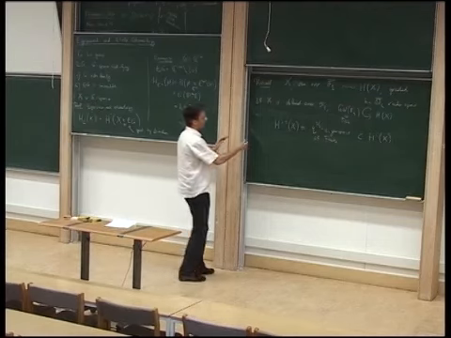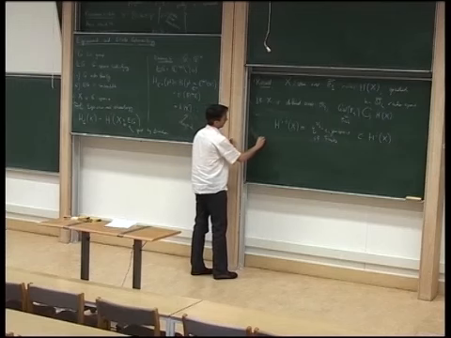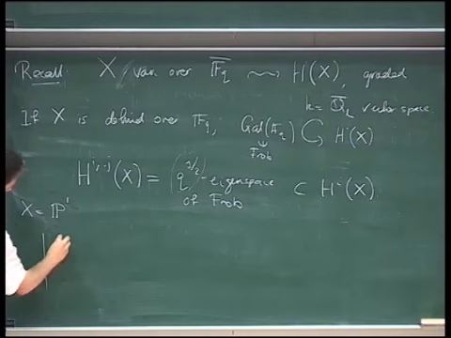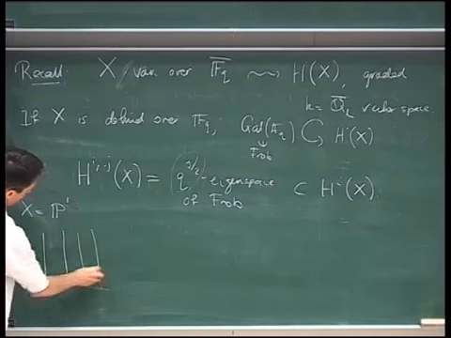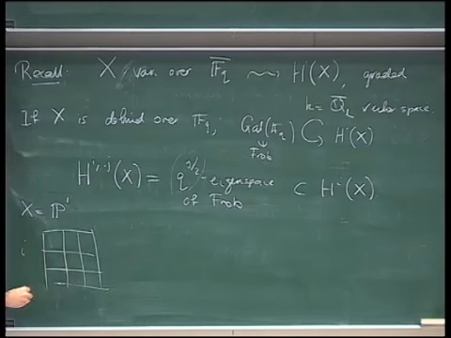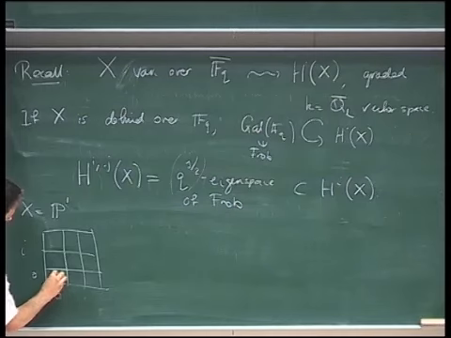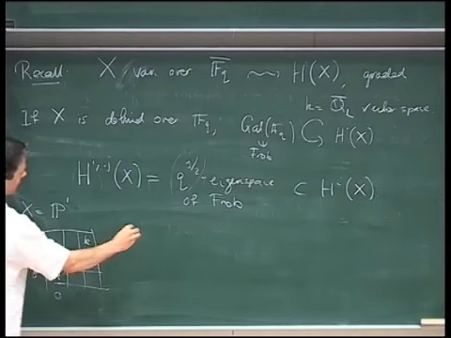So I want to give you some examples of this. So if we take X to be P1, so in some sense the i direction is the cohomological direction, and j is the Frobenius direction. So here you have 0, 0, K and K.